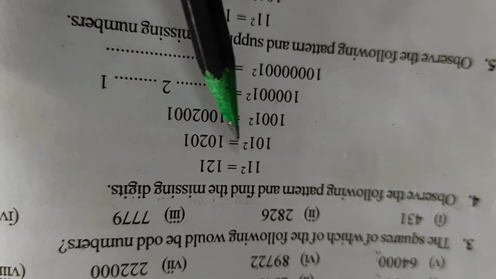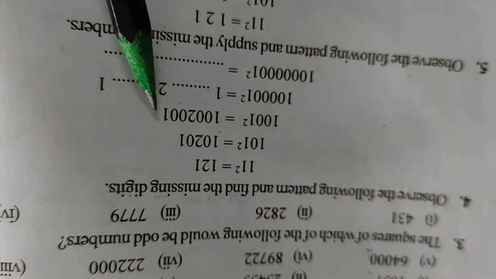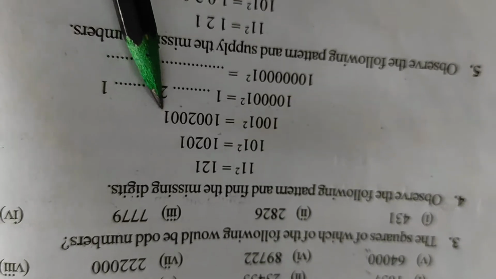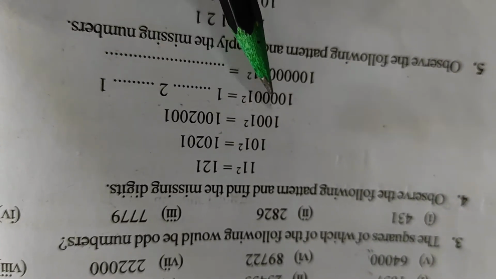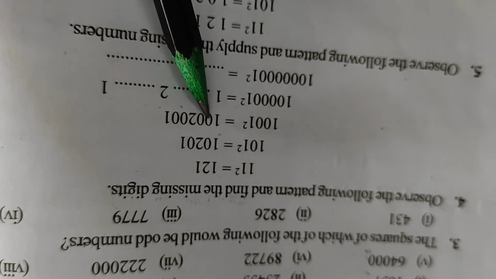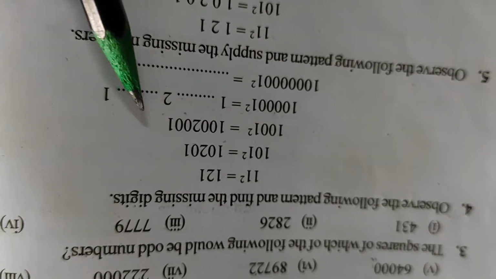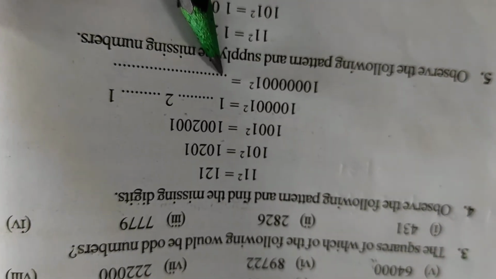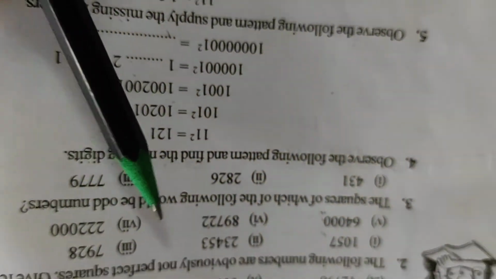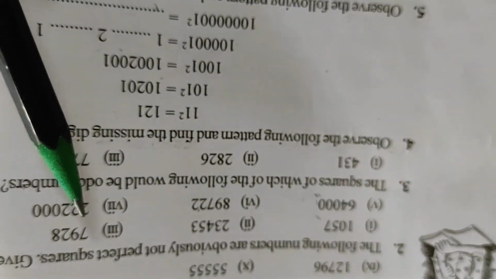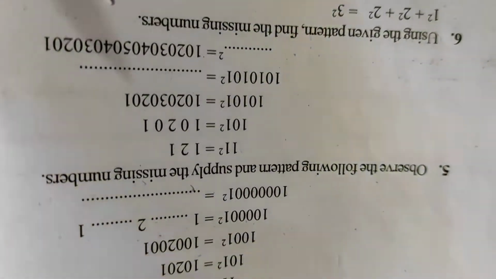Now observe the following pattern and find the missing digit. Okay. Here are zeros. Here 4 zeros, so 4 zeros are there and 4 zeros are here. So try this question; you can do it only in the textbook, and put a tick mark. But the first and second questions you will copy in the notebook.